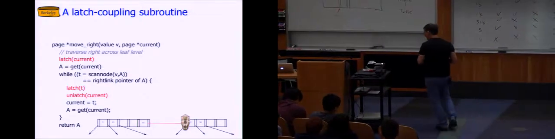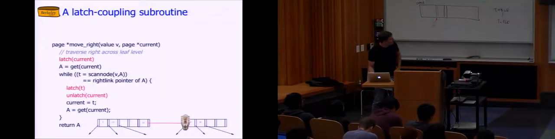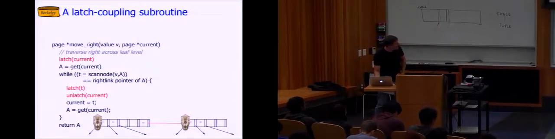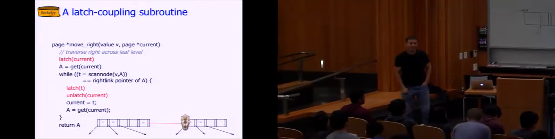For some reason, I think my animation screwed up. This is supposed to be a latch coupling animation. Or it went too fast. I was talking while it happened. There it is, latch, release. So it's latch coupling, move right.